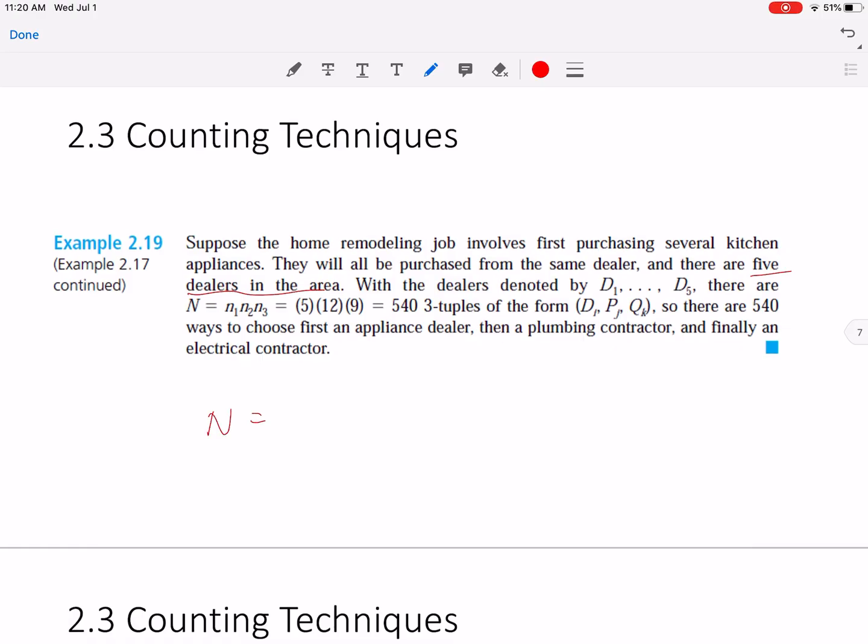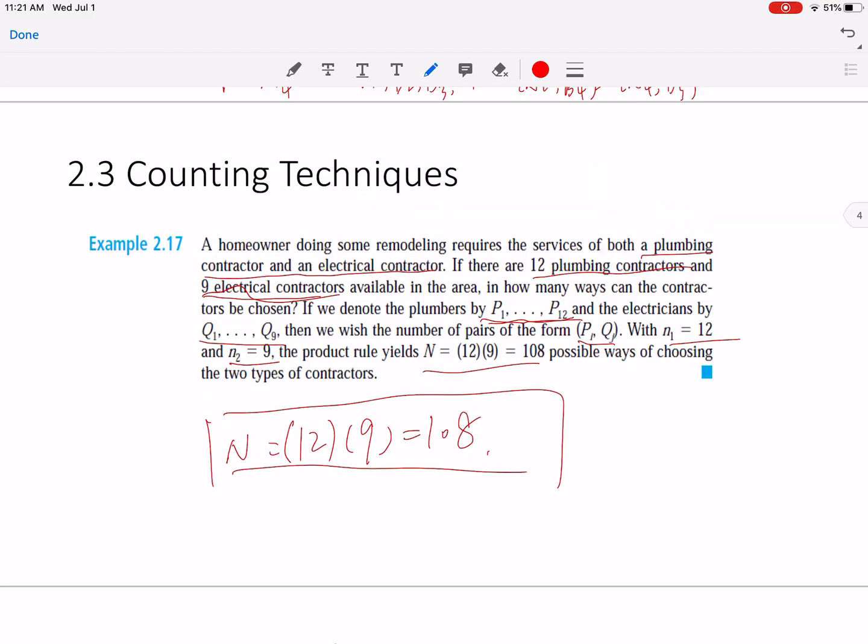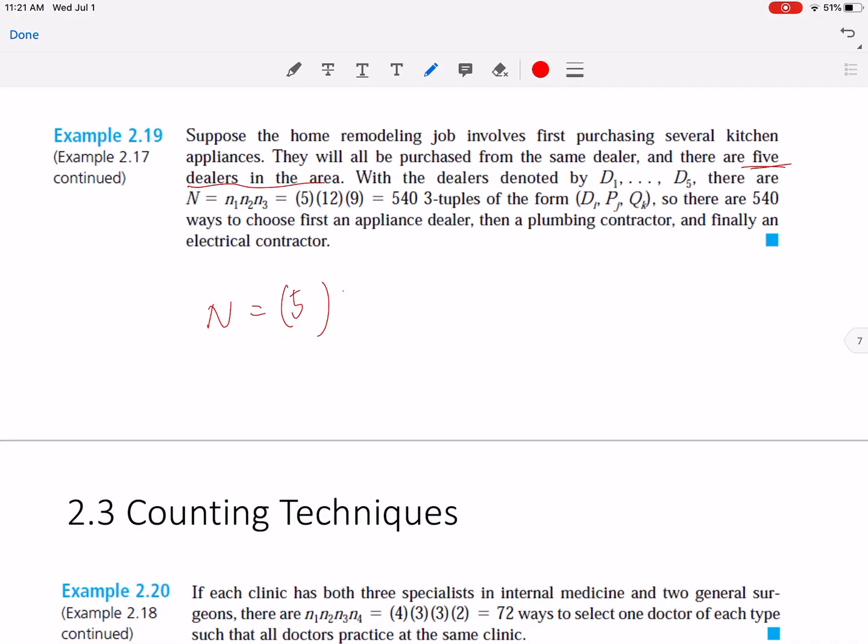First of all, as I mentioned before, we want to think of this kind of question one by one. How many choices are there for the kitchen appliances dealer? We have 5 of them, so that would be 5. Then we want to select the plumbing contractor, and we have 12 of them. Then we want to select the electrical contractor. We have 9 of them. So after the 5, we multiply by 12 and then multiply by 9: 5 kitchen appliance dealers, 12 plumbing contractors, and 9 electrical contractors. This would be equal to 540, which is exactly the same as what is given here.